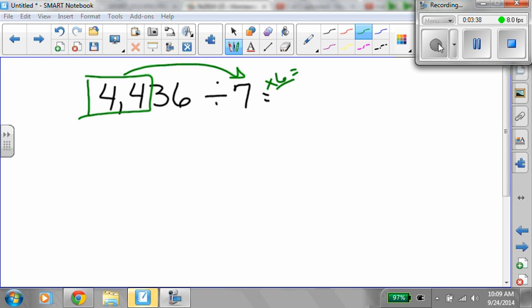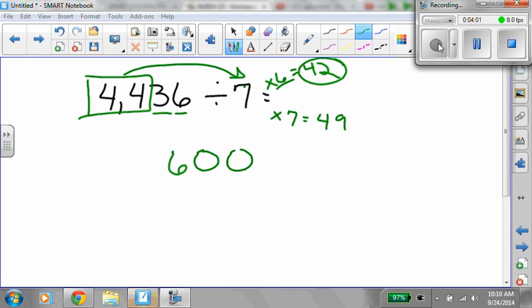7 times 6 is 42. 42 is a compatible number. What's my other choice? Well, 7 times 7, that is 49. Both are compatible numbers. Which number is closest to 44? The 42 is. So 42 divided by 7 is 6. I've got 2 placeholders here. 0, 0. So my answer is about 600. So this is just a review on how to estimate quotients using compatible numbers.